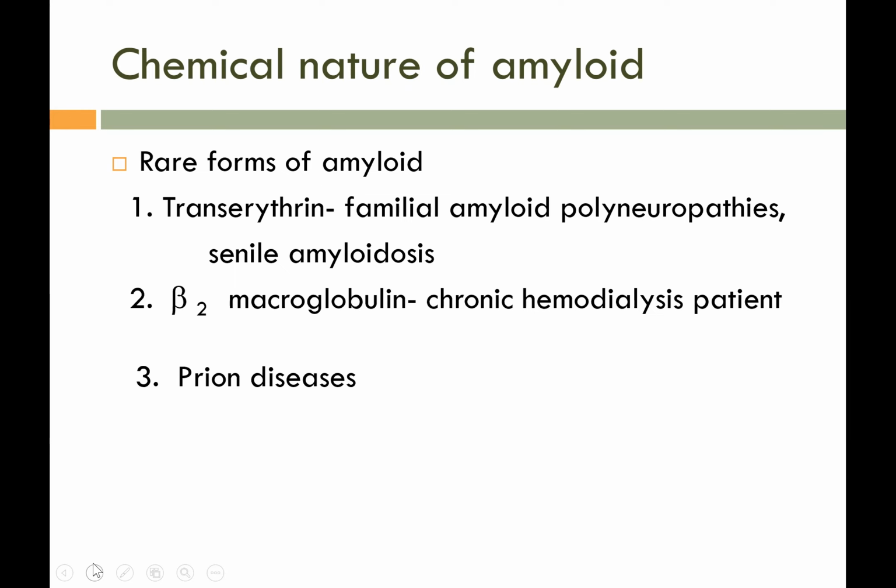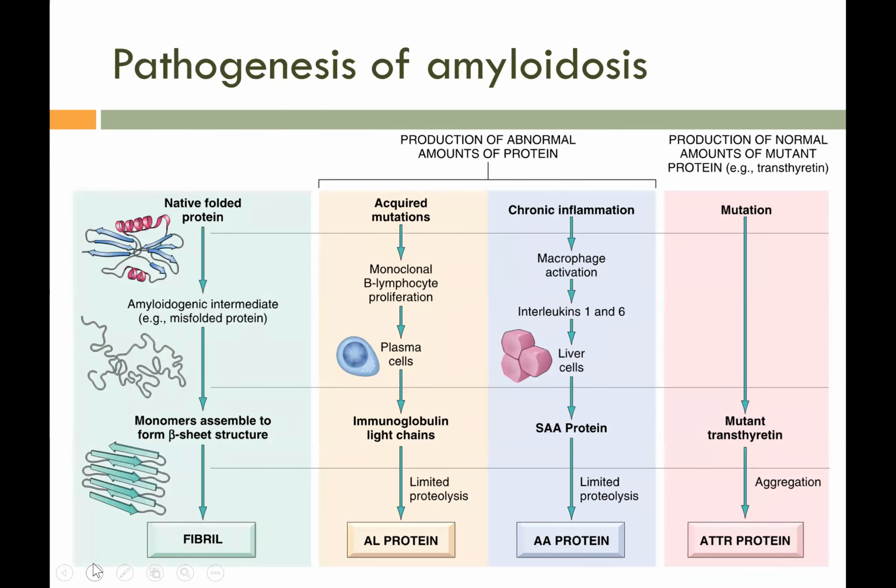So, amyloidosis results from abnormal folding of proteins, which become insoluble, aggregate, and deposit as fibrils in the extracellular matrix. As you can see here, this illustration shows the proposed mechanism underlying the deposition of the major forms of amyloid fibrils. As I have said, we have three major types: the AL, the AA, and the third component, the beta-amyloid protein.